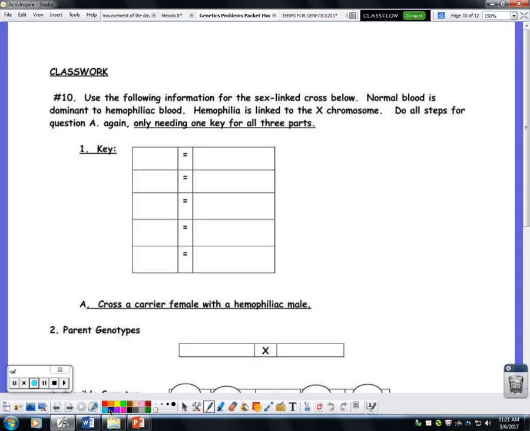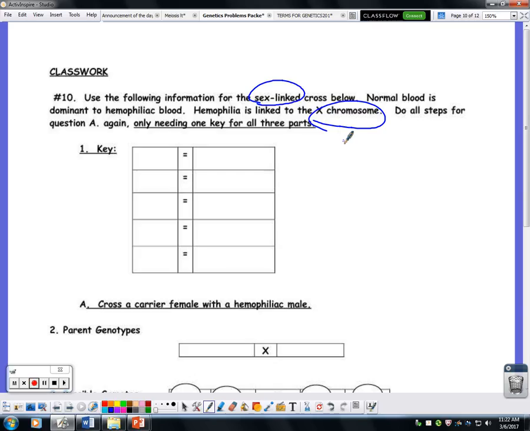All right, now it says, use the following information for the sex-linked cross below. There's your hint. Link to the X chromosomes. I gave you 2 hints. And again, remember, I will not give you a sex-linked trait other than hemophilia or color blindness. Okay? So now it says, normal blood is dominant to hemophiliac blood. Hemophilia is linked to the X chromosome. Remember, sex-linked traits, sex has got the X in it, it's only going to be on the X chromosomes.